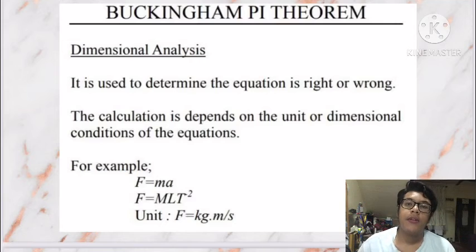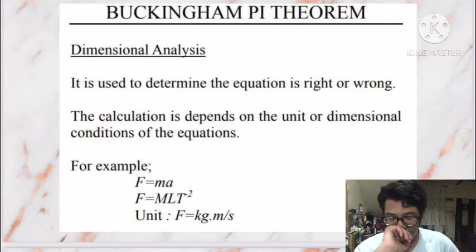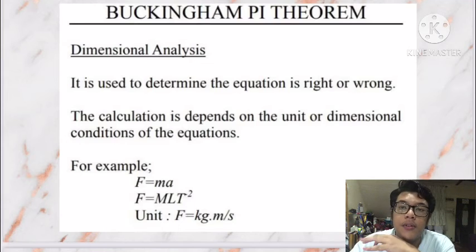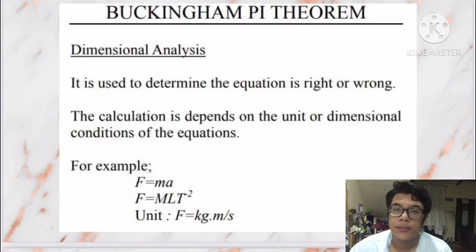So next we will go into the Buckingham pi theorem. The Buckingham pi theorem is also related to dimensional analysis. Dimensional analysis is used to determine whether an equation is right or wrong. The calculation depends on the unit or dimensional condition of the equation. For example, you can see the example.